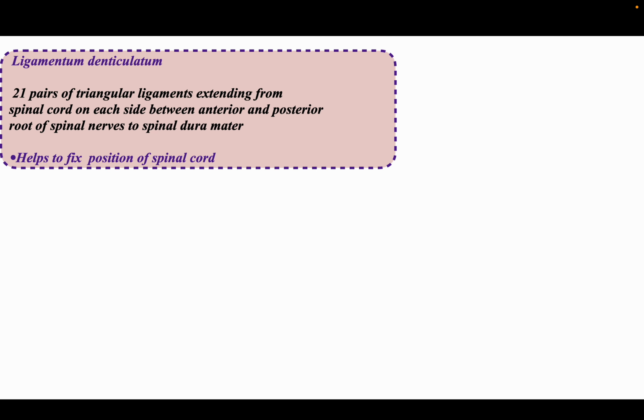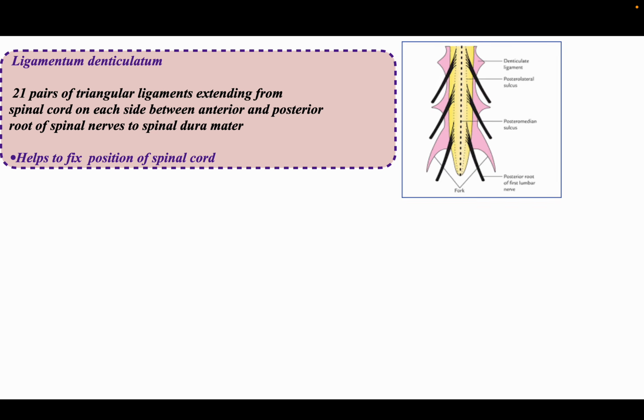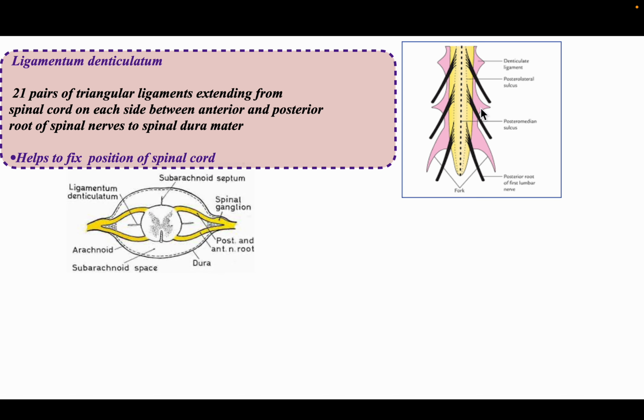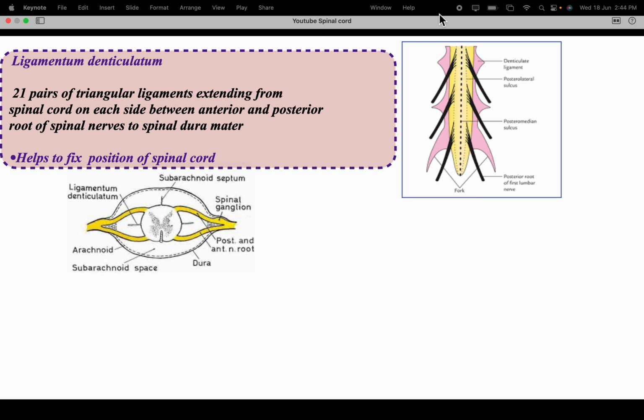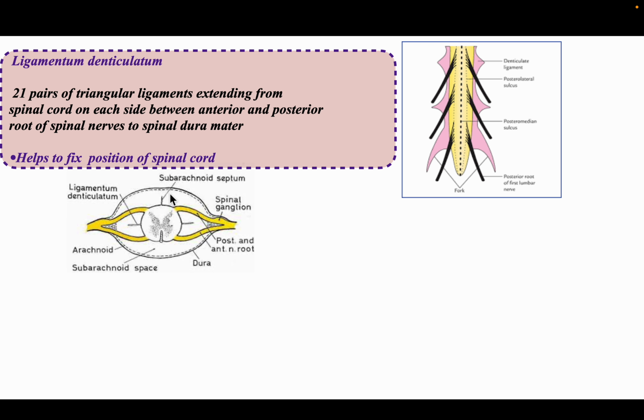A word about ligamentum denticulatum. These are basically 21 pairs of triangular ligaments which extend from the spinal cord on each side, between the anterior and posterior roots of the spinal nerves, to the spinal dura mater. So this is the TS which is showing the attachment of this ligamentum denticulatum, and this is basically the triangular structure which is extending from the spinal cord to the spinal dura mater. Now this ligamentum denticulatum helps in fixing the position of the spinal cord.